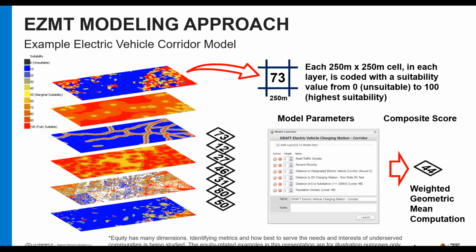Once you've got your model configuration done, you click launch and the system computes a weighted geometric mean for every 250 meter cell. Currently, the modeling extent is the lower 48 states, and Alaska and Hawaii are not in the modeling system at this time, just the lower 48 states.